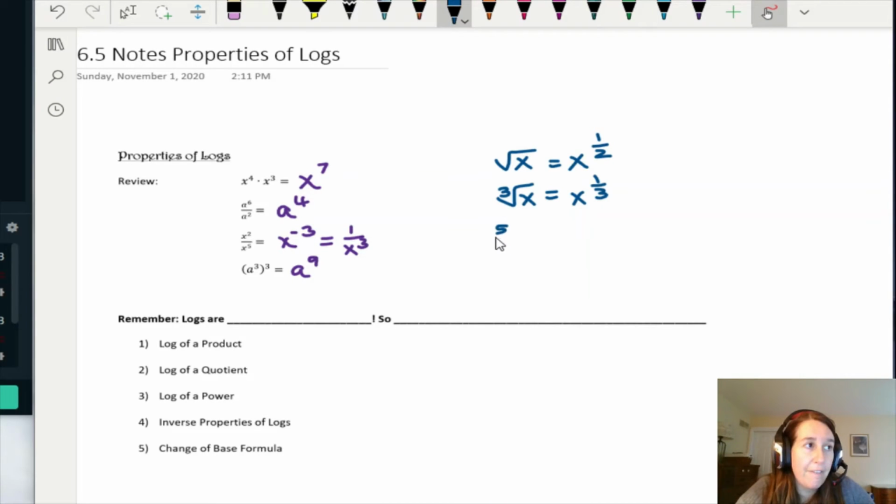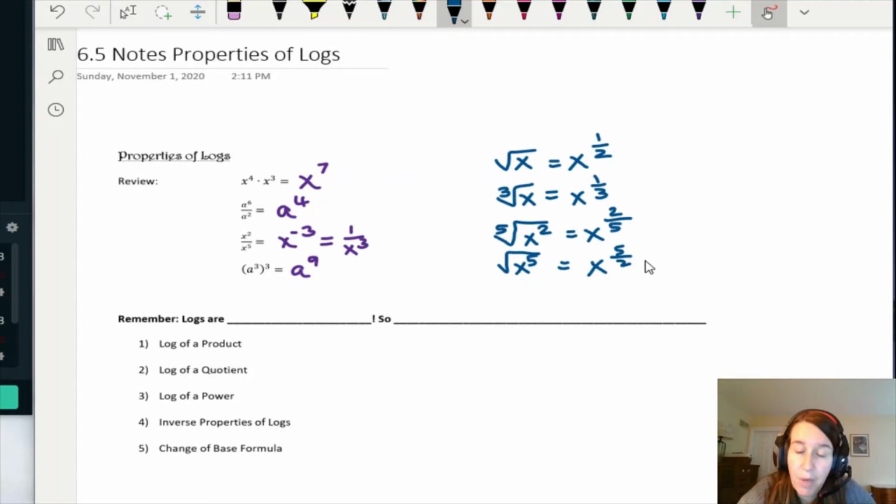So if you have the 5th root of x squared, that will be x to the 2/5 power. The squared is the numerator because that is the power it's raised to. The root is always the denominator. Likewise, if you had the square root of x to the 5th power, then this would be x to the 5/2 power. Those are the fractional exponents that you might need when you're doing some of these problems.